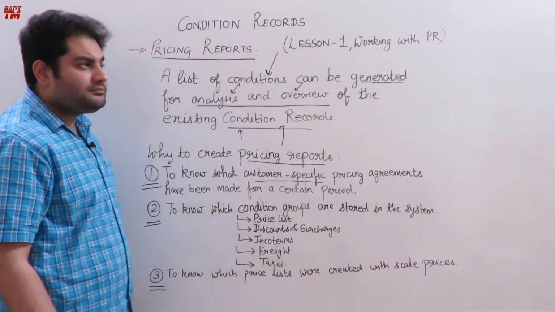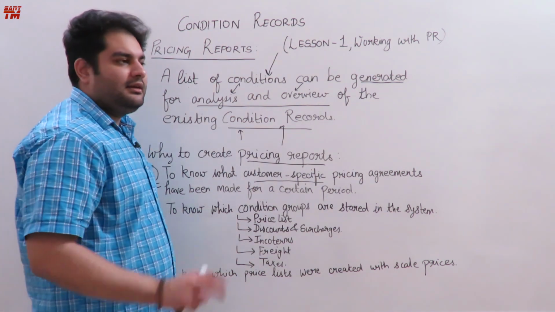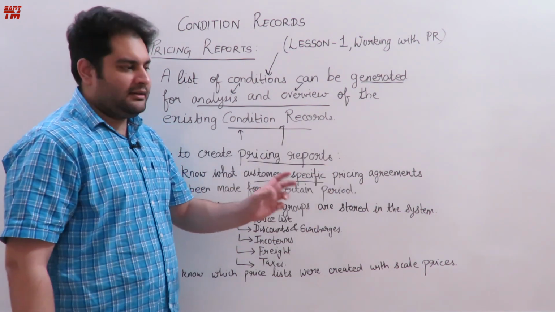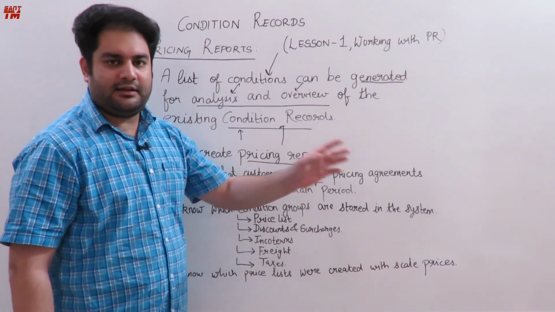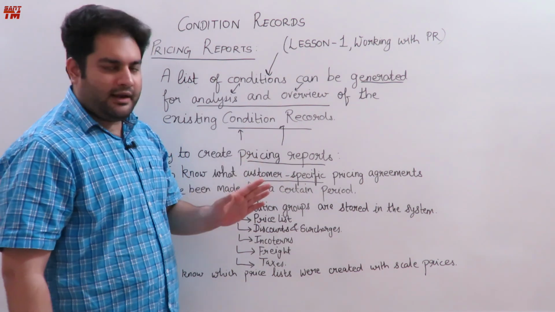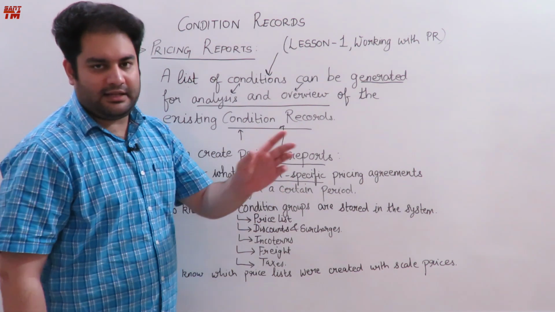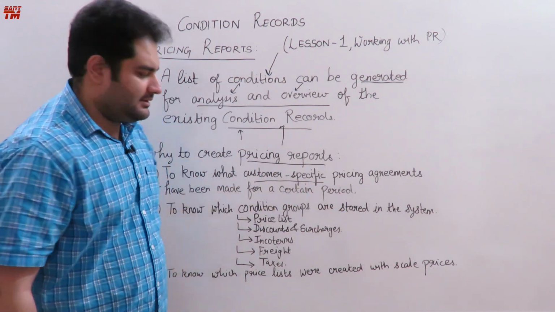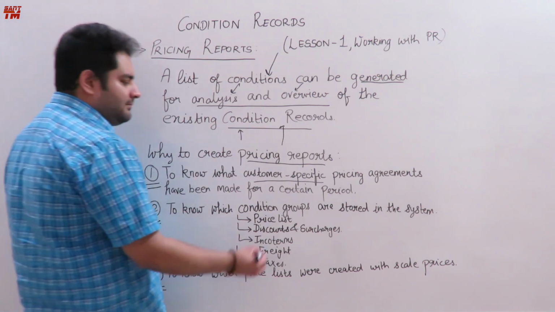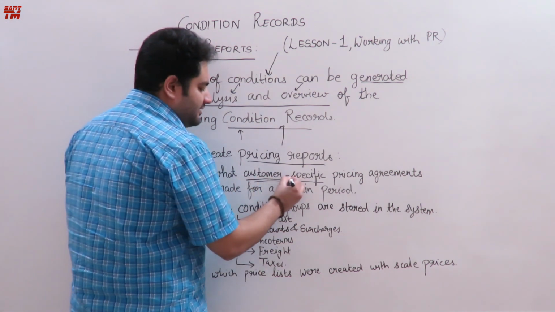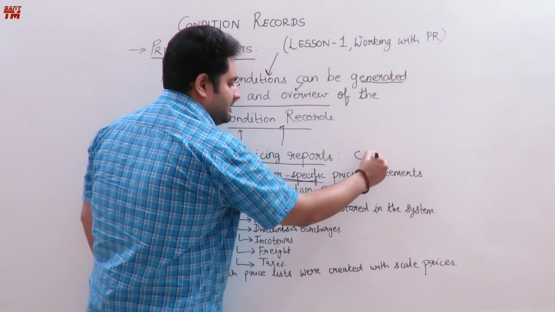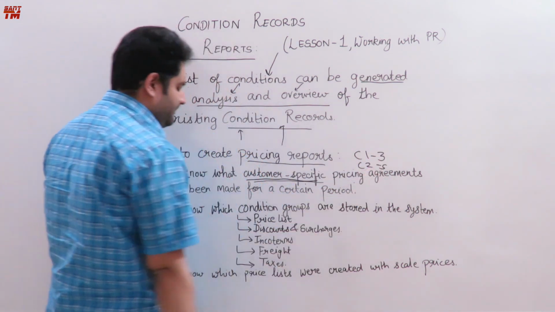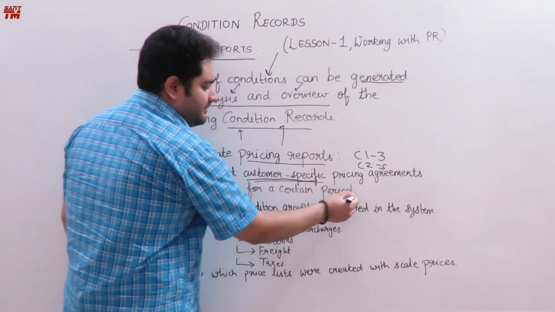For example, there is one customer number C1 and there is one customer number C2. To the customer number C1, there is an agreement that I will deliver you pencils at a rate of rupees 3 per pencil, and to the customer number C2, I have an agreement that I will deliver you the pencils at a rate of rupees 5 per pencil. So what I am doing, I am getting customer specific pricing agreements for C1 3 rupees and C2 5 rupees. These are customer specific pricing that have been made for a certain period.